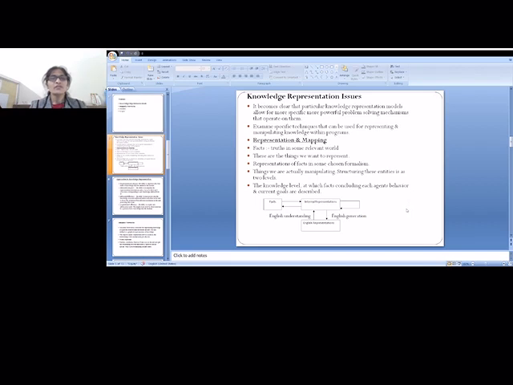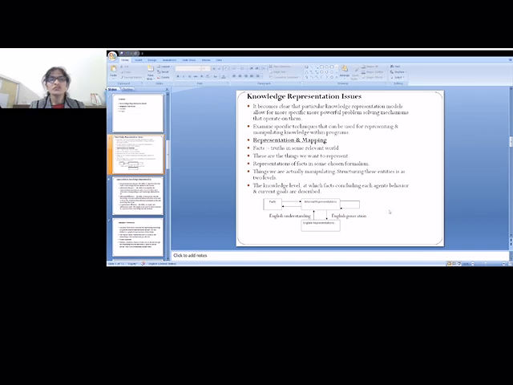Firstly, what are the various issues in knowledge representation? It becomes clear that a particular knowledge representation model allows for more specific, more powerful problem solving techniques that operate on it. In that, we have to explain the mapping, that is, representation and mapping. First are the facts. Facts are nothing but the truth in some relevant world. These are the things that we want to represent, and the representation of those facts is in some chosen formalism.